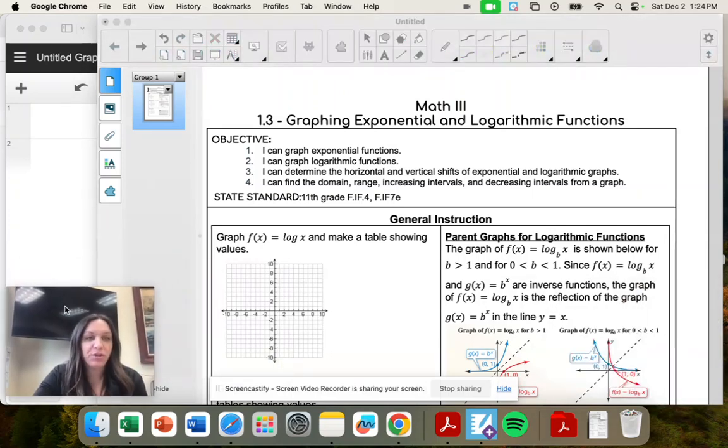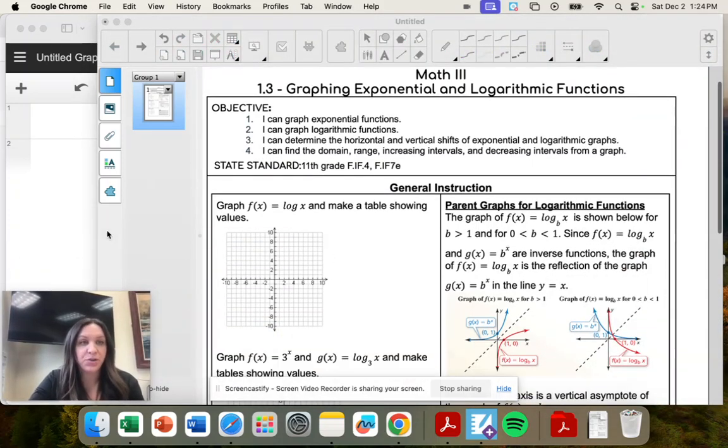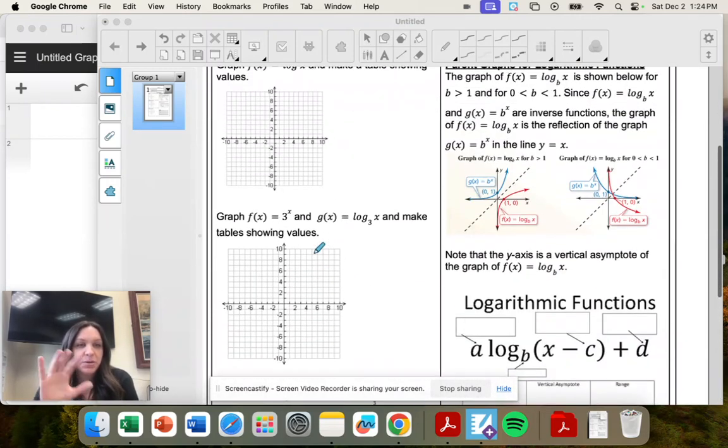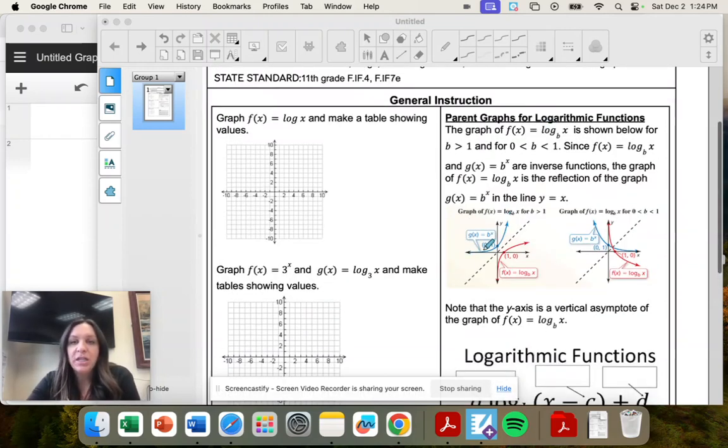Okay, this is 1.3. We're on the graphing section, so you're definitely going to want a graphing calculator. And I'm just going to go through some examples together so you can see what's happening. But a log function, remember, it's a reflection. It's of the exponential function.